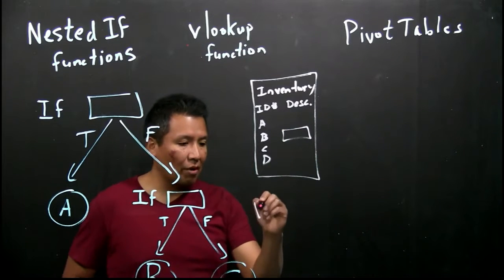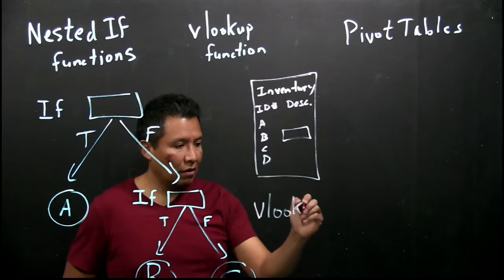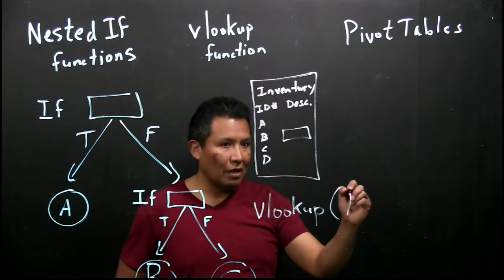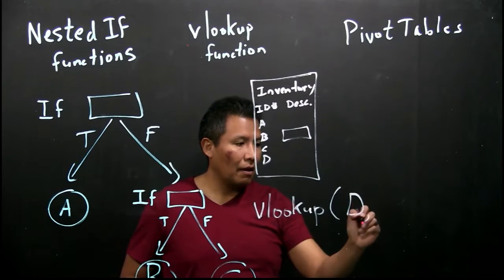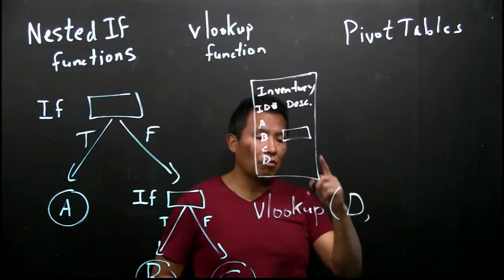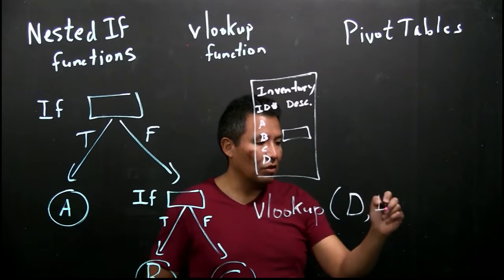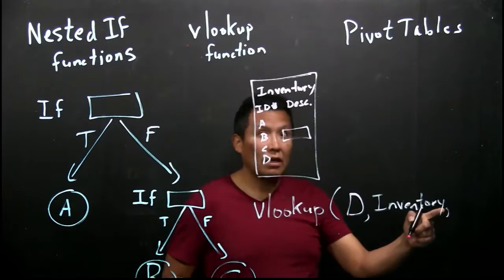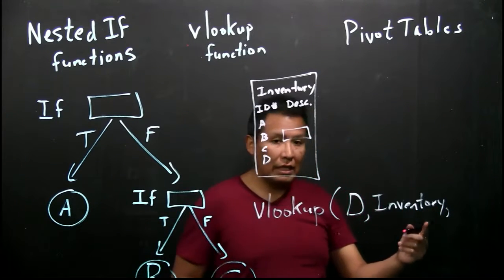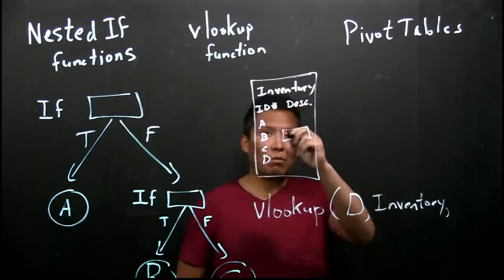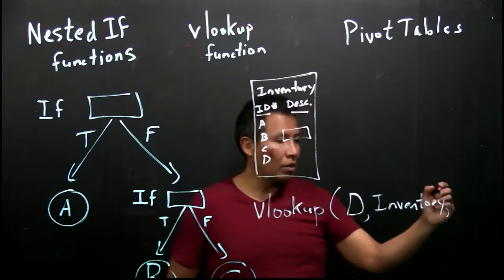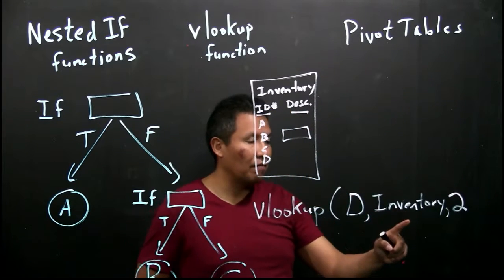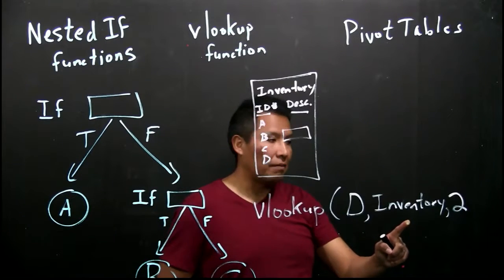And that function had 4 parameters. The first parameter was what you're looking for. So this would correspond to, let's say, product D. And the second parameter is the range of cells, which you could have named inventory. The third parameter indicates which column index you need from that table. So in this example, since we only have 2 columns, we're going to put in the column number index 2 because we want the description from the inventory structured data set.